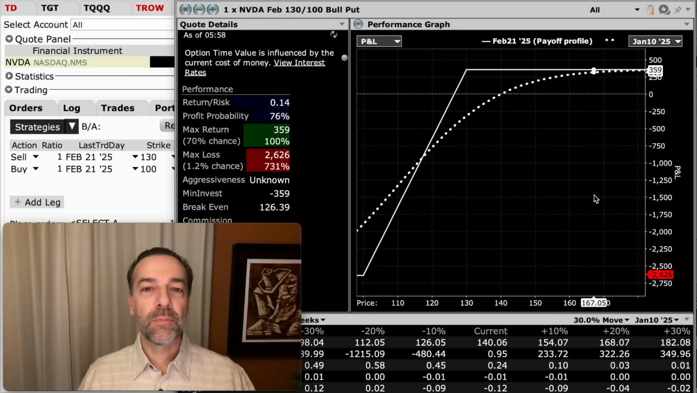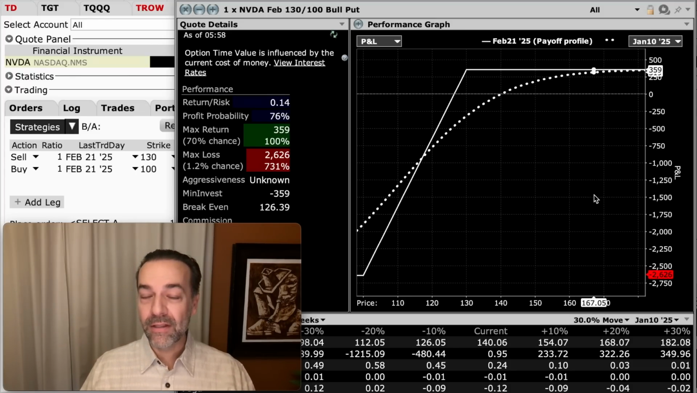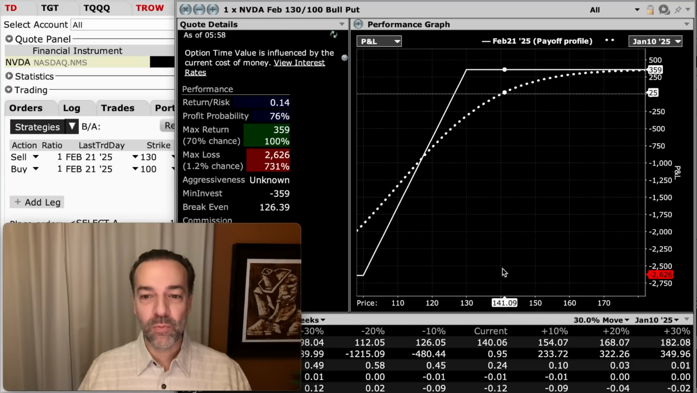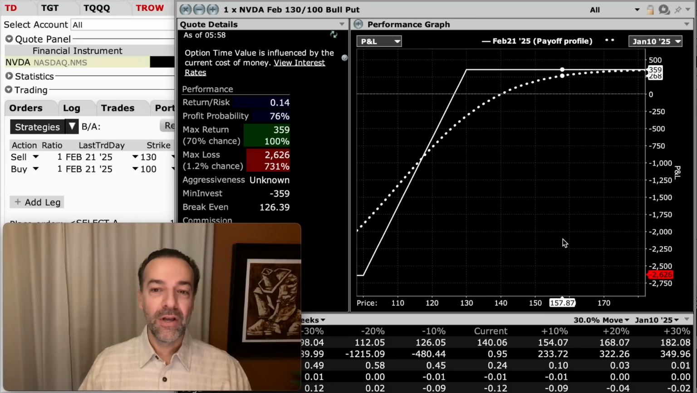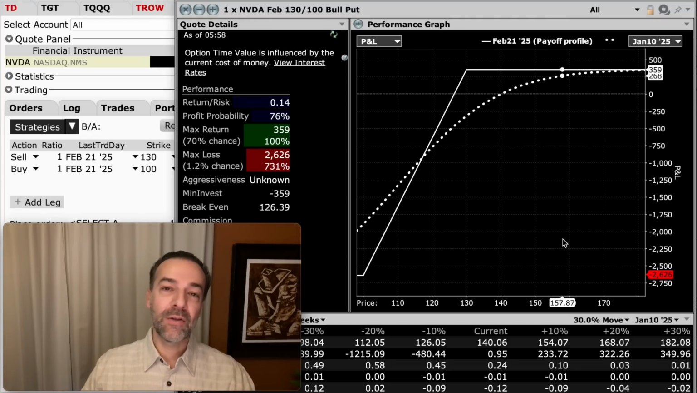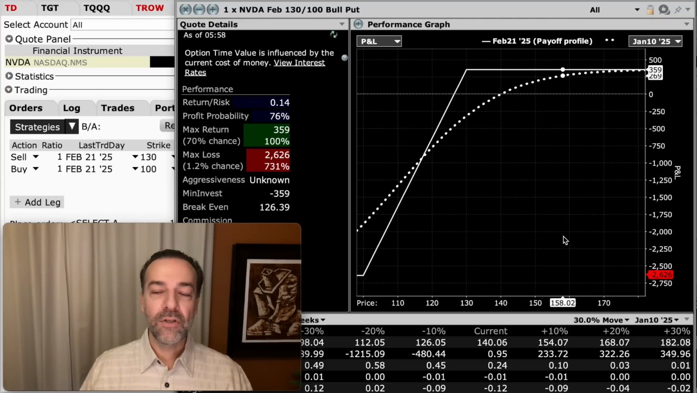And here's what our risk profile looks like. Looks different than that bullish call debit spread, doesn't it? Notice that our reward is a lot smaller than how much we have at risk. So our reward is about $359 total for this position, but our risk is around $2,600. So not quite the same risk to reward ratio, but we're getting paid up front, and we can win if the stock trades sideways, goes up, and even goes down a little bit. So you just want to keep that in mind.